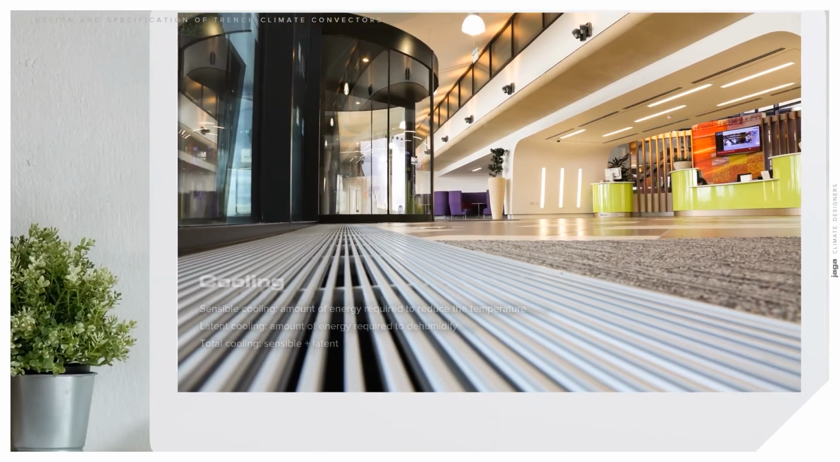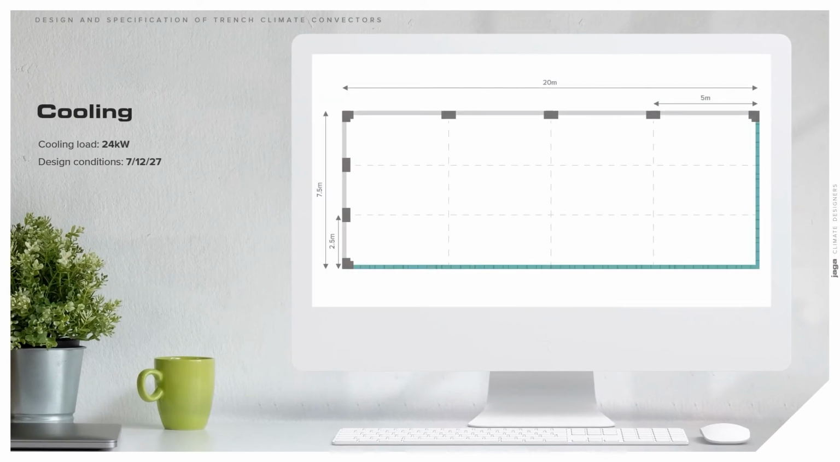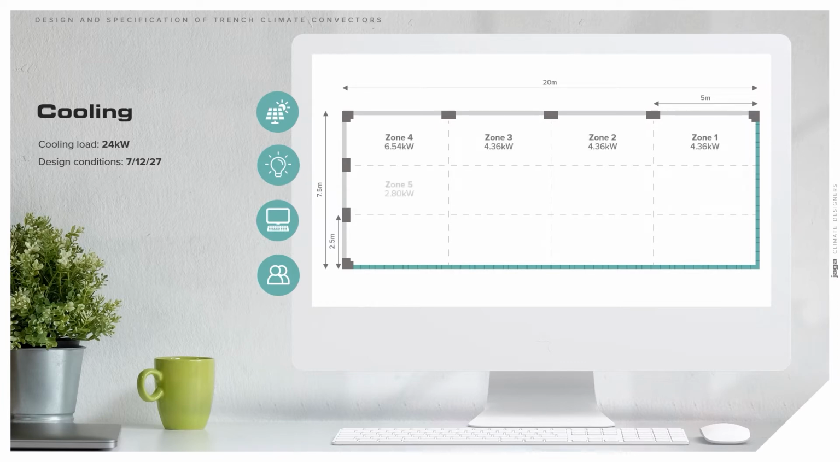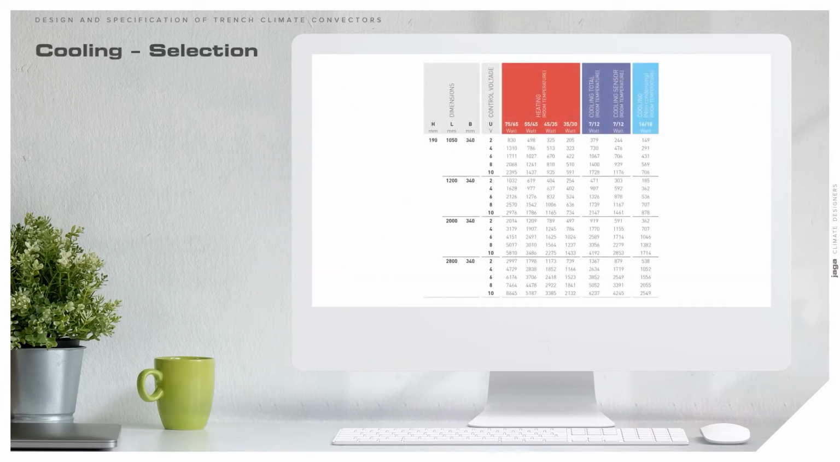We will use the same building example. To calculate cooling load, there are many factors to consider. These include heat gains from solar, lighting, electrical equipment, people, and adjacent rooms and floors. In this instance, we've calculated a total cooling load of 24 kilowatts and design conditions of 7, 12, 27. It's assumed that a 4-pipe system is best suited to this application. It is recommended that you split the area into zones and proportion the cooling load accordingly, as illustrated here. Then, analyze the data from your preferred manufacturer, like the example shown.